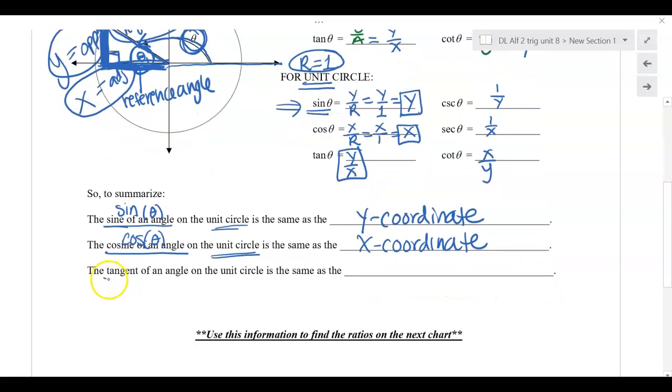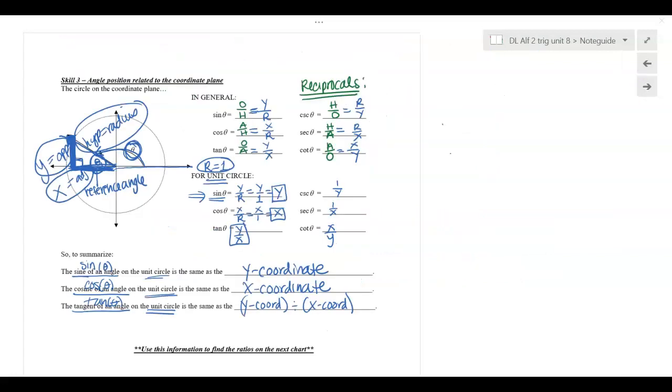And when somebody asks me for the tangent of an angle on the unit circle, it's the same as the y coordinate being divided by the x coordinate. Okay, so that kind of gives you a summary of what's happening here. So we're going to use this to fill in some ratios on the next page. So I'm going to help you fill in part of the chart, and then I'm going to have you guys do the rest for homework, and at the beginning of our notes next time we'll check the chart.